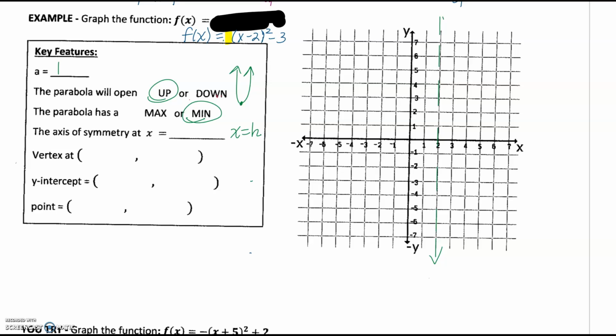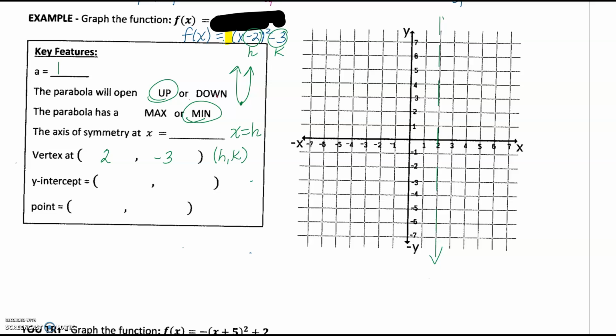Let's go back up to our function. F of x equals x minus 2 squared minus 3. Here's our h. Here's our k. When we do our vertex, it's the opposite of h. If it's negative 2, it becomes 2. And then it's k. That's negative 3. Remember, vertex is h, k. Now that we know our h, we go back up here to axis of symmetry. It says x equals h.